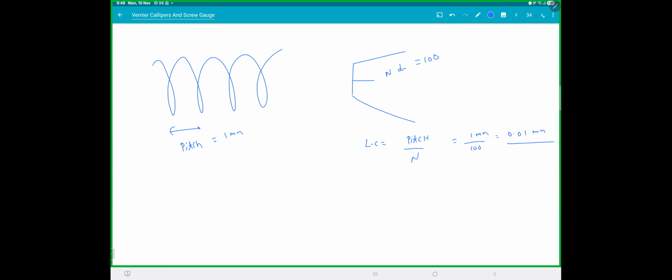And if you move only one division, that means you're doing only 1 by 100th of a revolution. Is this concept clear? That's it. That is the whole concept of screw gauge.